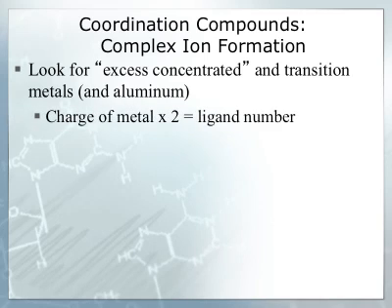In order to do this, we need to take the charge of the metal and we times it by 2, and this is going to give us the ligand number. New vocab term. What in the world is a ligand? You guys ready? A ligand is an ion or molecule that is going to bind to a central atom.